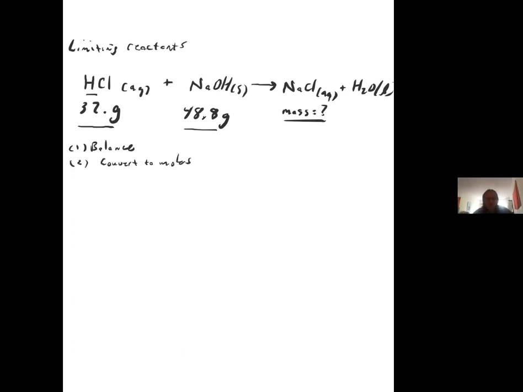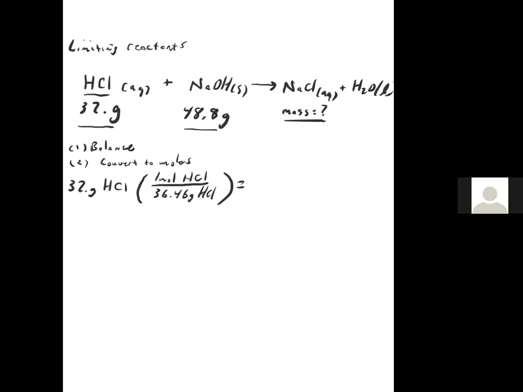I'm going to do this kind of quickly based on my memory, just to save time here. We've got 32 grams of HCl. Divide by the molar mass to get moles. So 1 mole of HCl is 36.46 grams of HCl. That's the molar mass. Remember, you divide by the molar mass to get the number of moles. So 32 divided by 36.46, and you get 0.8776. I'm going to put a lot of sig figs there.